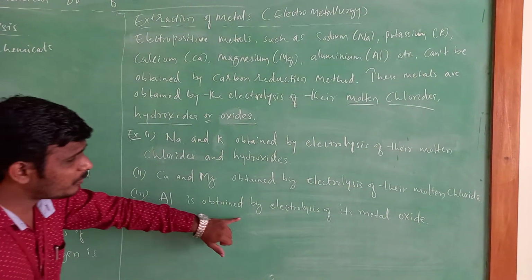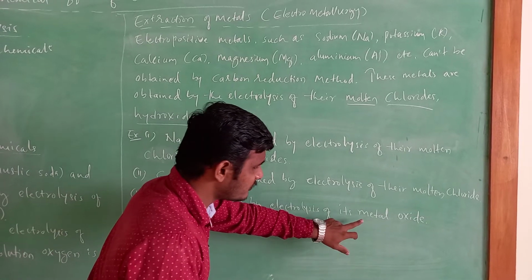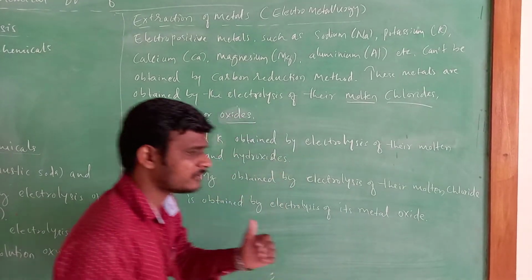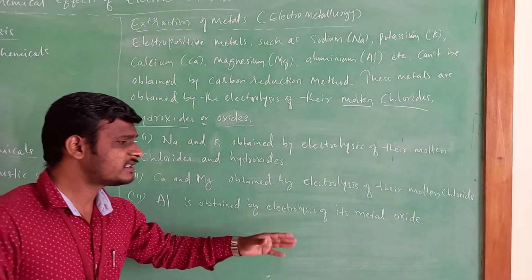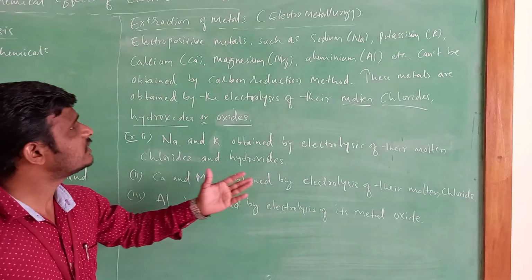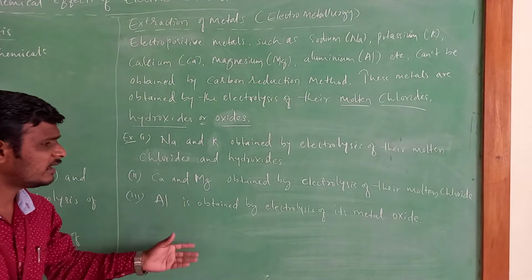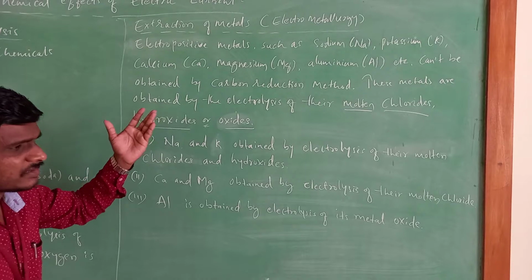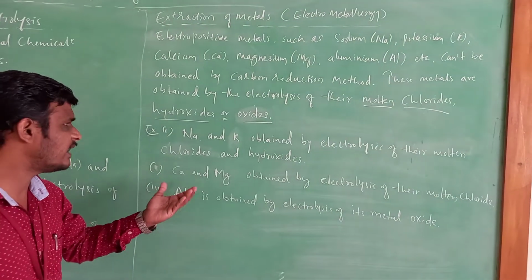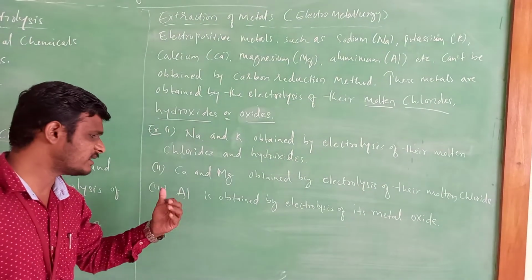So aluminum is obtained by the electrolysis of its metal oxide, right? So these are some of the examples that they have given for extraction of metals. From these examples we get sodium, potassium, calcium, magnesium and aluminum.